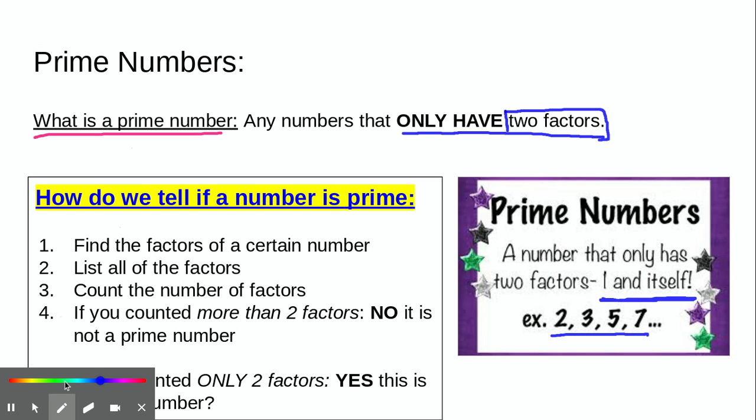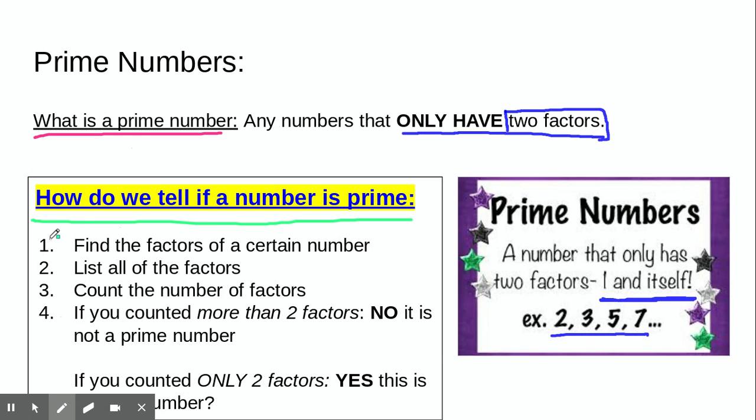So how do we tell if a number is prime? The first thing we are going to do is find the factors of a certain number. So for example, if it's 24, the first thing we'll do is find the factors of 24. Then our second step will be to list all of those factors. And that's when you write them out in that box over here usually. Once we do that, we're going to count how many factors there are.